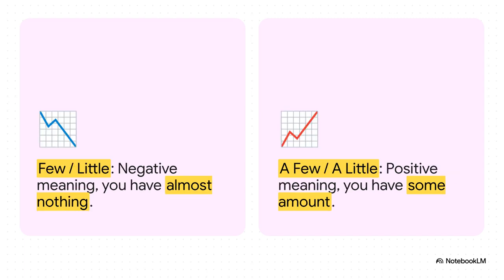It's wild how one tiny letter can change the entire meaning of a sentence. Let's look at few versus a few. The words few or little, all on their own, actually have a negative meaning. They basically mean you have almost nothing. But throwing an a before them makes it a completely positive statement. A few friends or a little knowledge actually means you have at least some amount of that thing. It's a super subtle shift, but examiners love to test it.